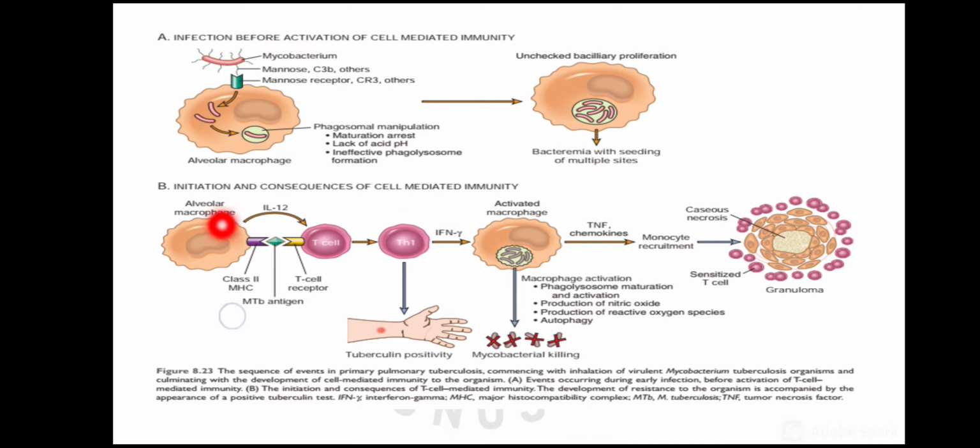And after 3 weeks, what will happen? The macrophages with the bacteria will reach the lymph nodes, and the bacteria will be presented to the T cells by the macrophages through the class 2 MHC molecules, and there will be release of interleukin 12. So interleukin 12 will activate the T cell to form the T helper 1 cell. This will release interferon gamma. Now this is very important.